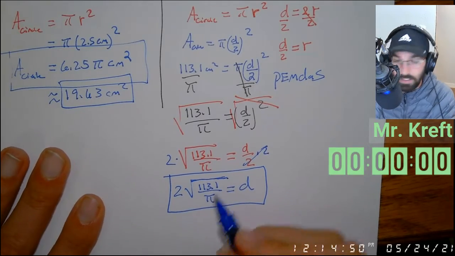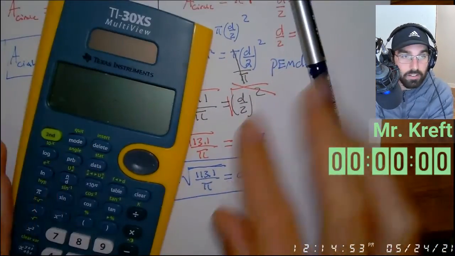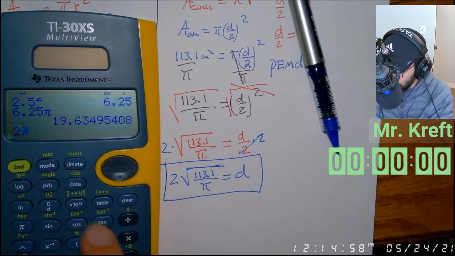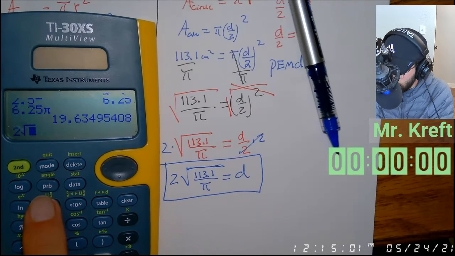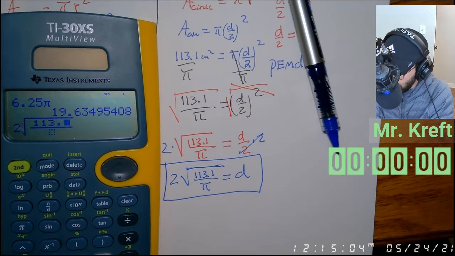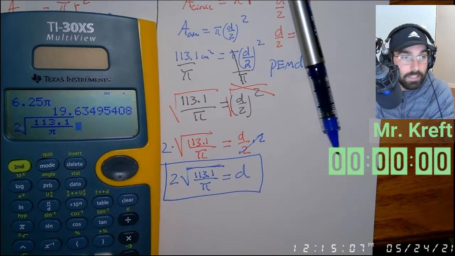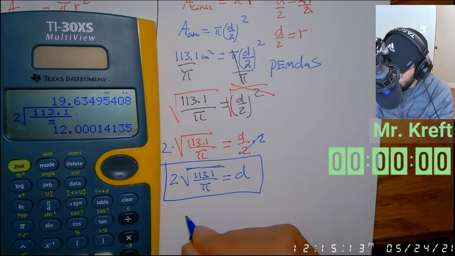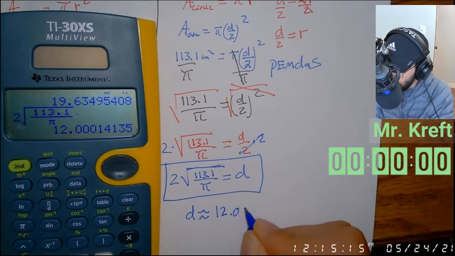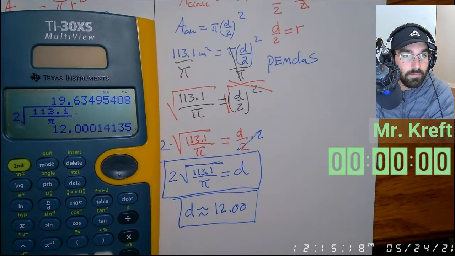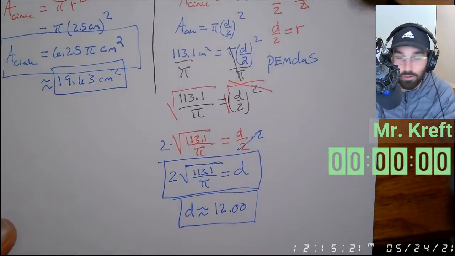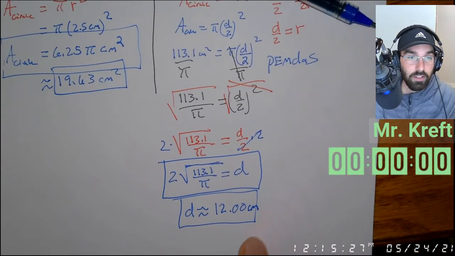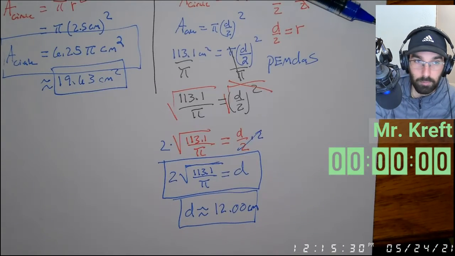This is my exact answer. Now, you can always go ahead and type this into a calculator, right? I could go 2 times the square root of, and then a fraction, 113.1 over pi. I can type that into a calculator and it's approximately 12. So d is approximately 12, which is kind of cool, right? Oops, I didn't put units. 12 centimeters, yeah. Again, it's a length, so it's just in centimeters.